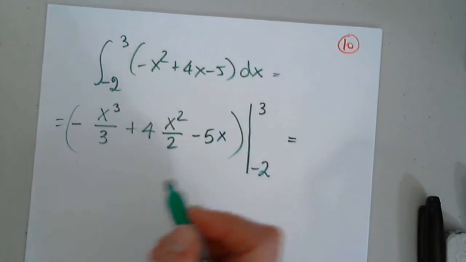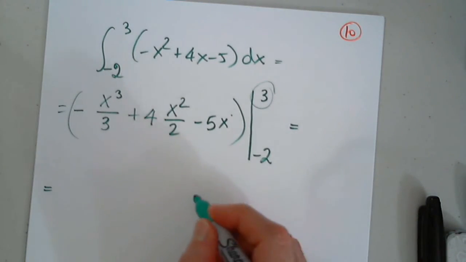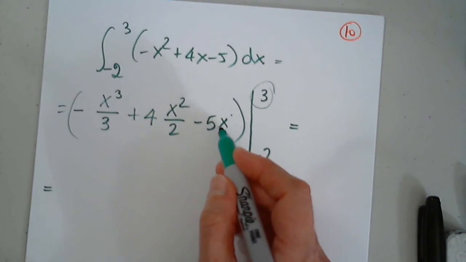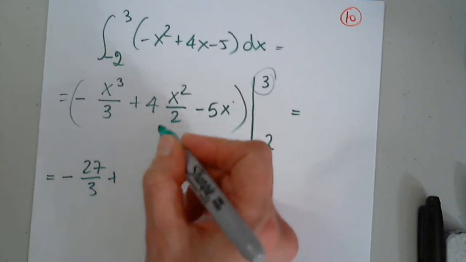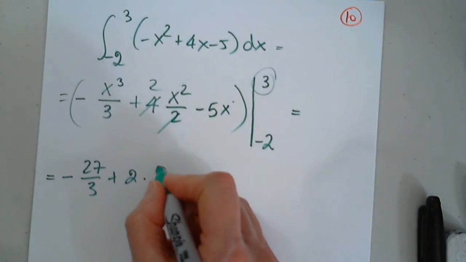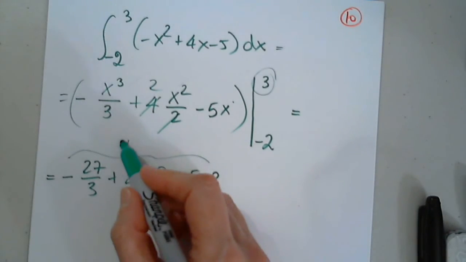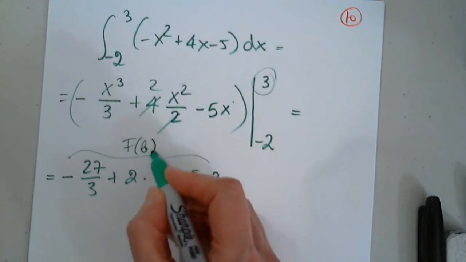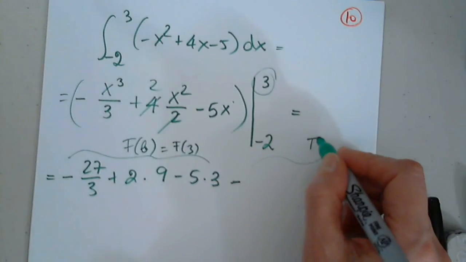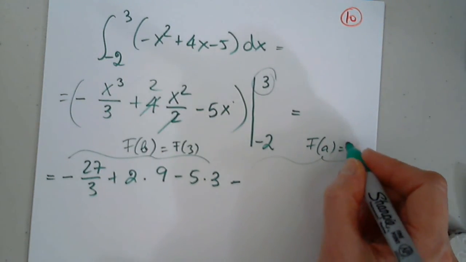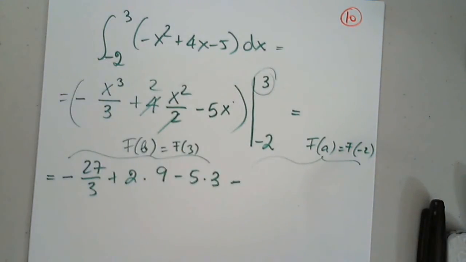What should I do next? Plug in 3 everywhere, and then subtract when I plug in -2 everywhere. So -3 to the third, 27 over 3, plus 2 times 9 minus 5 times 3. So this is the uppercase F of b, in our case F of 3, minus whatever I write here, the uppercase F of a, which in our case is F of -2. This is the most general antiderivative.